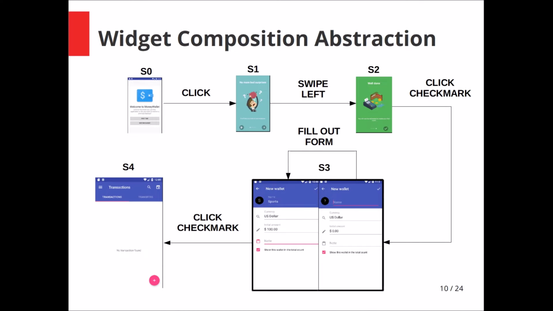In the widget composition abstraction, we consider two states to be equal if they refer to the same activity and have the same widget hierarchy. This leads to five states, S0 to S4, where state S4 has a distinct widget hierarchy than state S3.